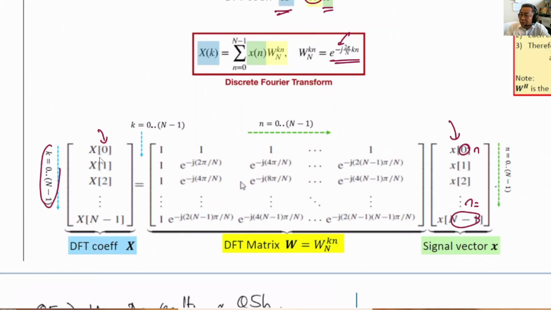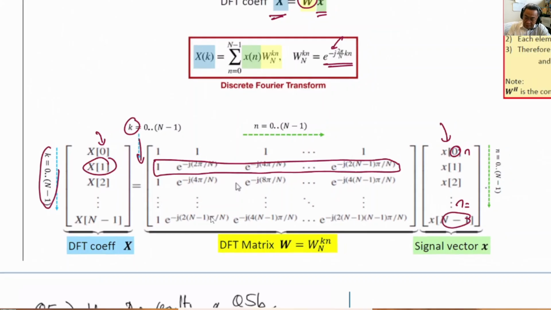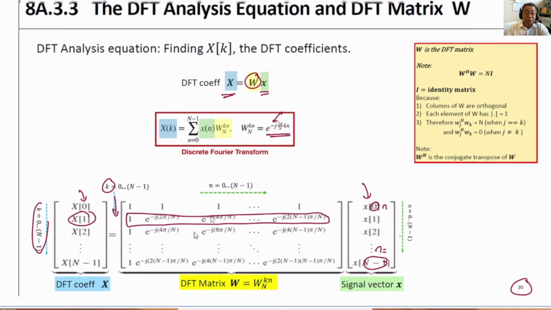Then if we are finding capital X1, we are using this row, right? Inner producting with this guy. Therefore, in the DFT W matrix, the index goes down this way for k. Right? With that, we have reviewed question 5A. Thank you.